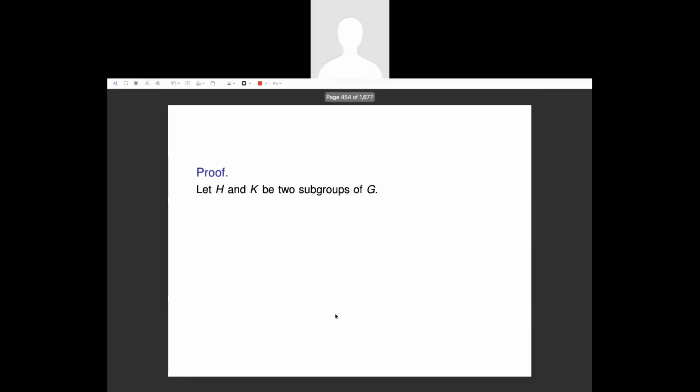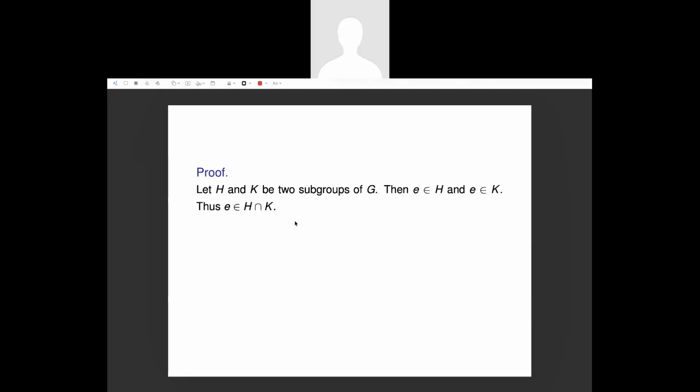Proof: let H and K be two subgroups of G. Then H and K are closed under the operation, and every element has an inverse that also belongs to the set. Now we have to show that H intersection K is also a subgroup. By the theorem, if x and y are elements of H intersection K, then x y inverse is also an element of H intersection K. E is an element of H, and E is an element of K also. So E is an element of H intersection K.